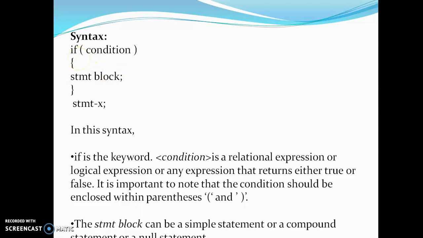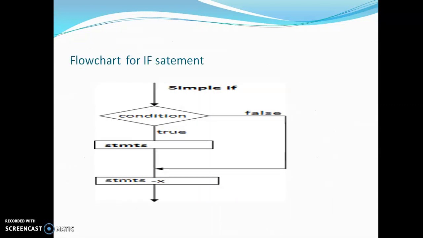And now we'll see the flowchart of this simple if statement, the same thing which I have explained in the syntax. So this condition can be written using a symbol. In the flowchart, we have to use a rhombus symbol to check the condition. If it is true, then the statement block is executed. Otherwise, then statement X.